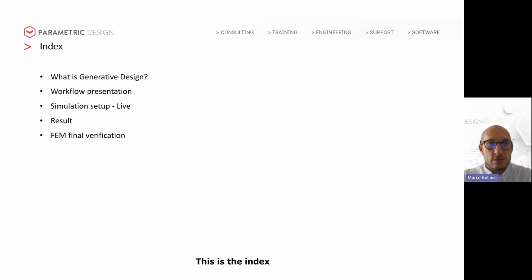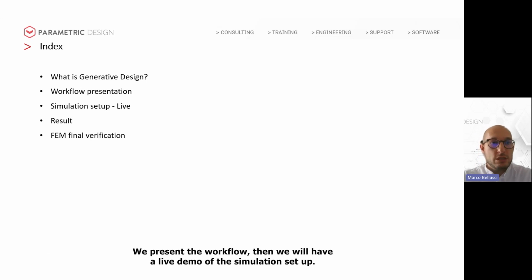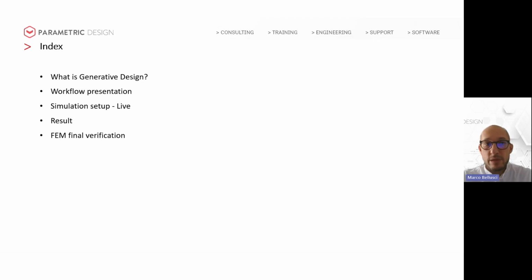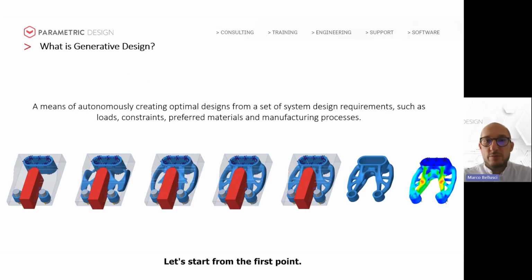This is the index of our presentation. We'll go through an introduction to generative design, then we'll go to the case study, we'll present the workflow, then we'll have a live demo of the simulation setup, then we'll see the result of generative design, and then we'll have a final verification. Let's start from the first point. What is generative design?